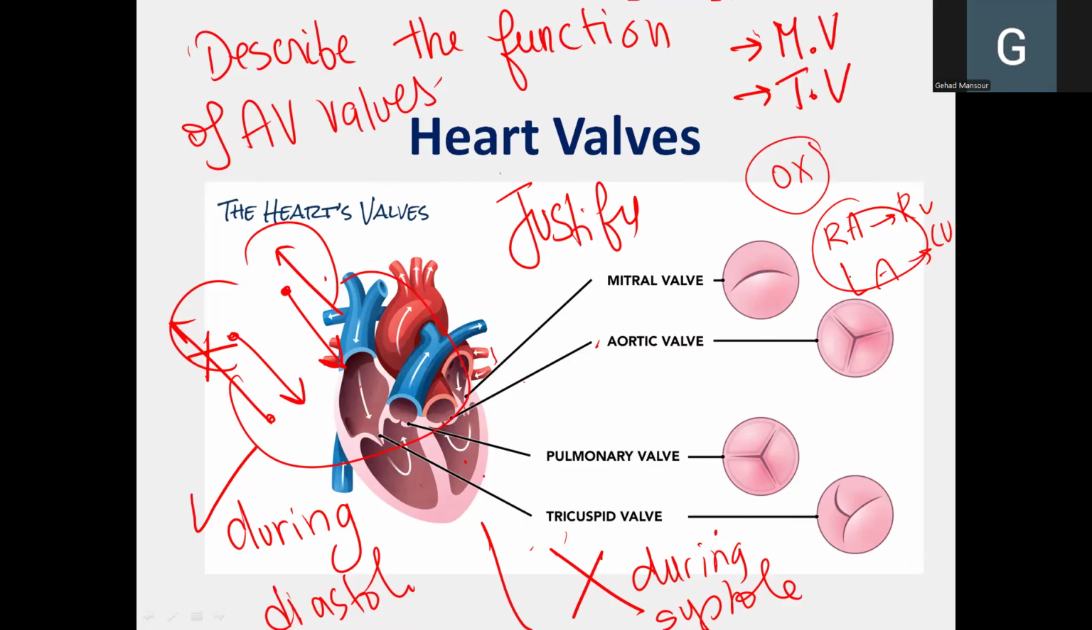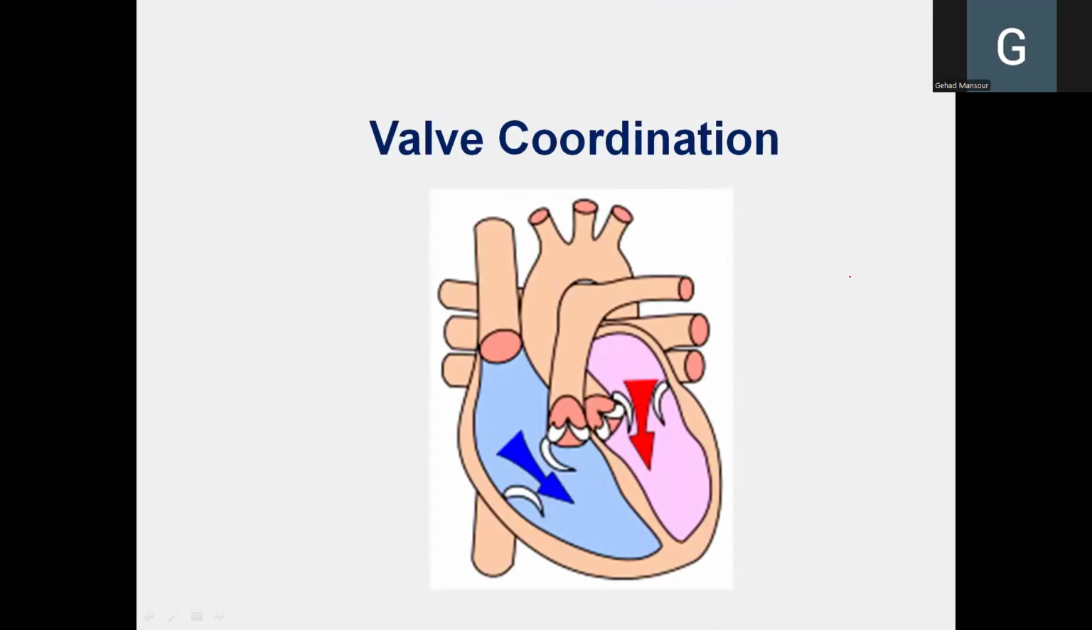For example, if I ask you to describe the function of the mitral valve, I'm talking about the mitral valve, you would say that it allows the passage of oxygenated blood from the left atrium to the left ventricle during diastole and prevents backflow during systole. But if I ask you about the semilunar valves in general, you would say that they allow passage of blood from the ventricles to the corresponding large arteries during systole.